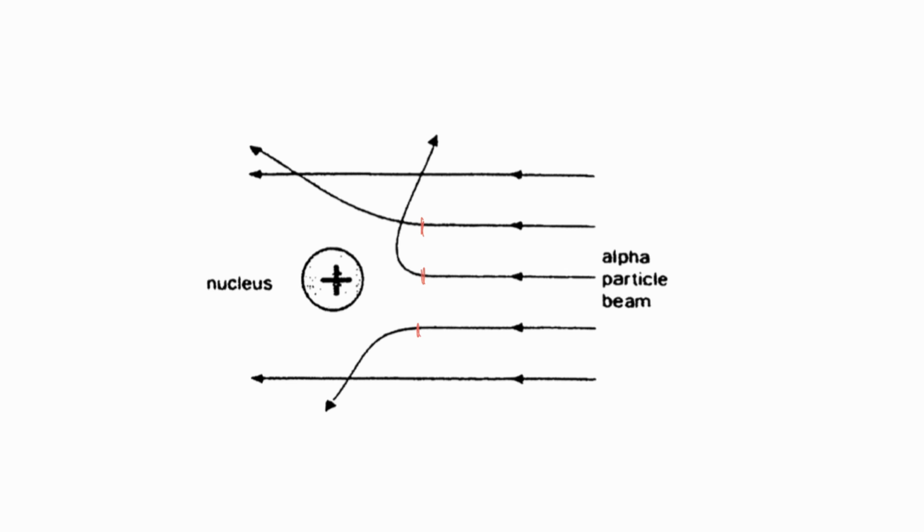Now, when will it deflect up? When will it deflect down? If the alpha particle is above the middle, then it deflects up. But if it's below the middle, it will deflect down. You understand? Okay?